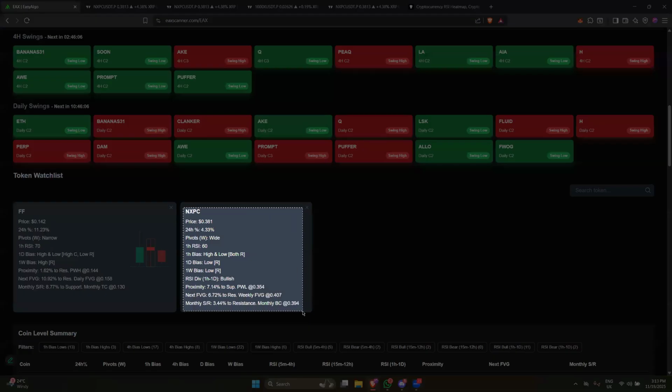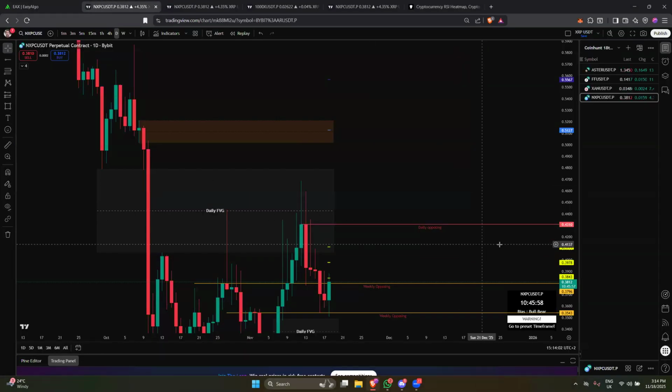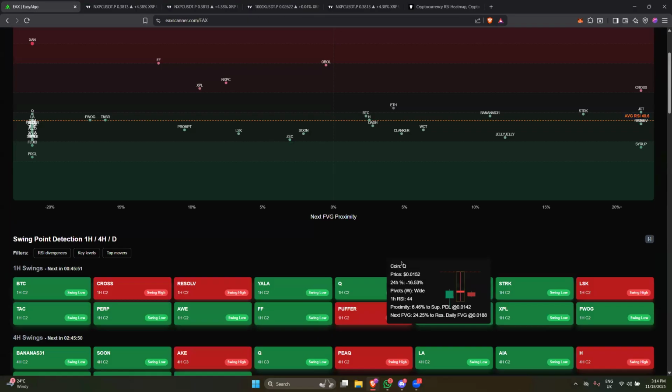4% bullish, RSI 16. You know what? Don't know why I put this one here. Just forget that one. Okay, let's have a look.